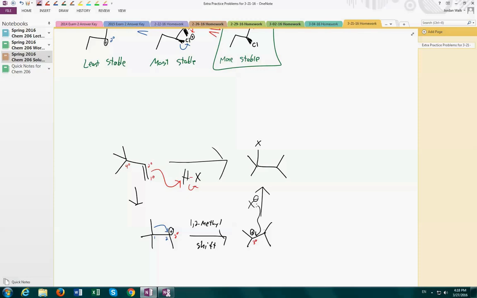What is the regioselectivity of a halohydrin? That's Markovnikov. Pretty much we call everything Markovnikov except for hydroboration. And it has to do with where the nucleophile and electrophile combo ends up.